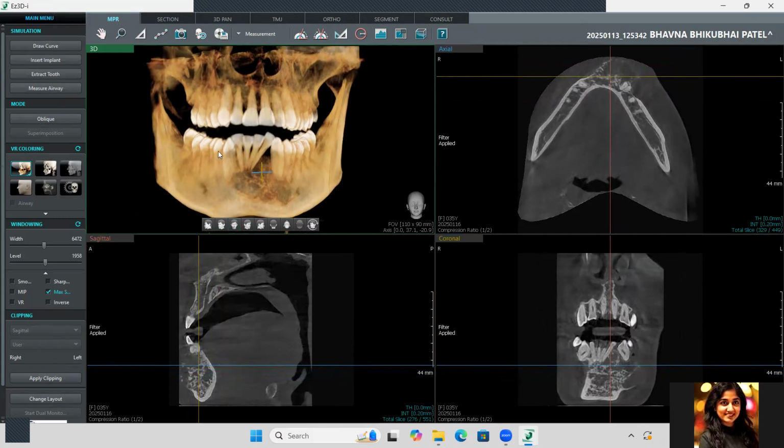Yeah, this is the 3D appearance. There is displacement of this lateral incisor on the right side, and this is almost straight. So we can see the nidus of the lesion. The start of the lesion is somewhere here. That's why it is displacing the root of this lateral incisor on this side.